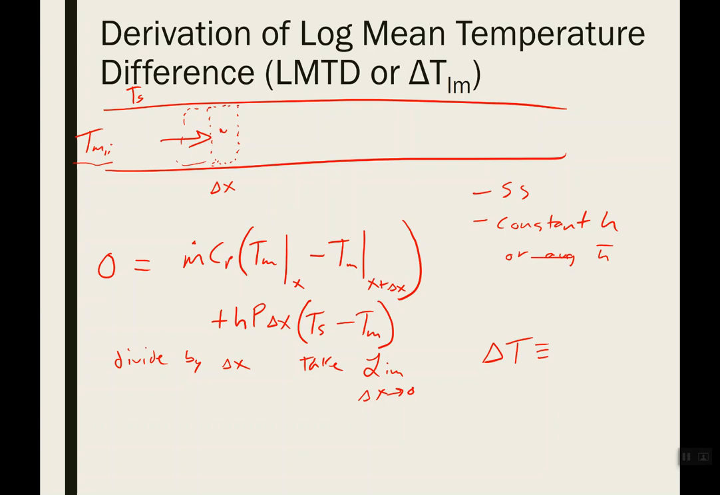Okay, so we're going to define our delta T as Ts minus Tm. This will just make the math a little bit easier. Once we do these steps, which you can do on your own, going through the individual steps, we end up with an equation that looks like this: d delta T divided by delta T is equal to minus H times our perimeter times dx, divided by m dot Cp. This is the same point we got to before when we were solving for the temperature profile.